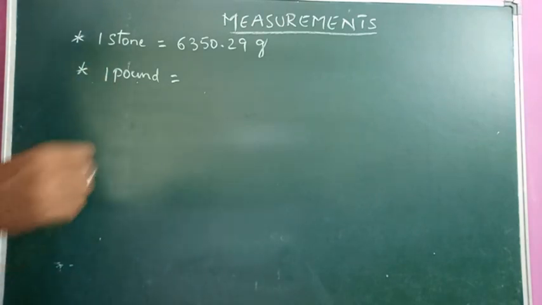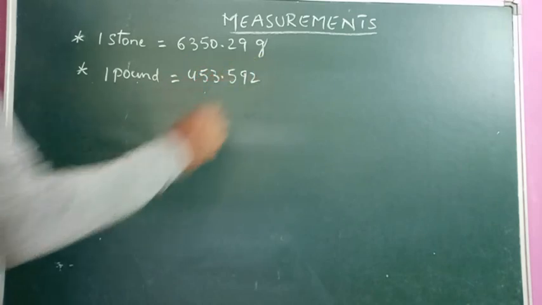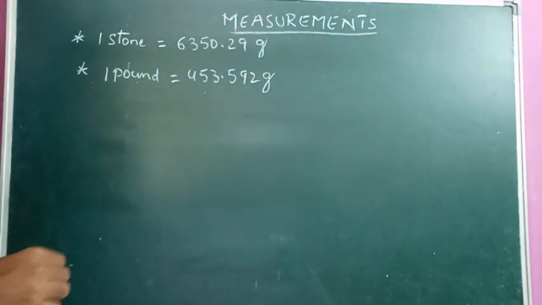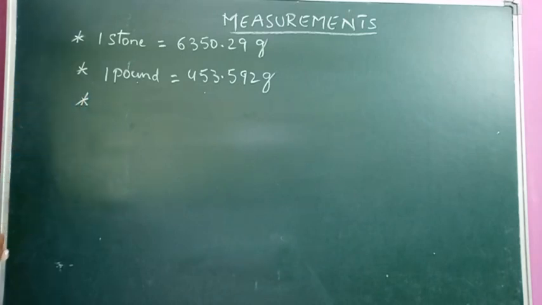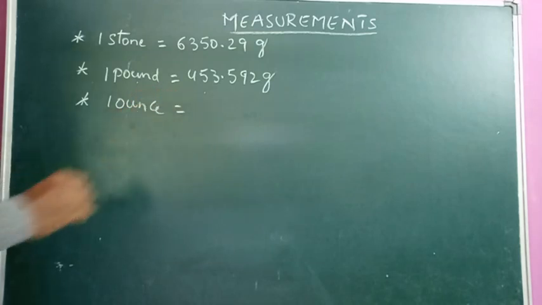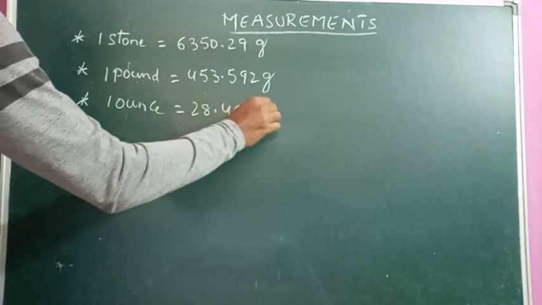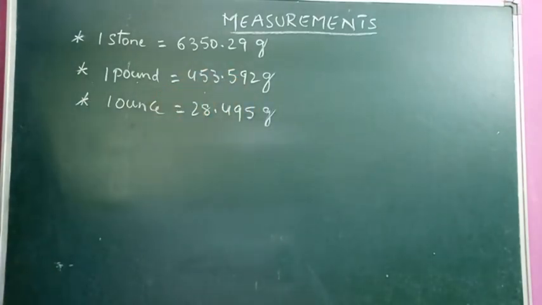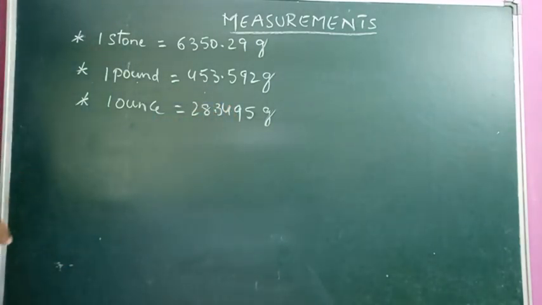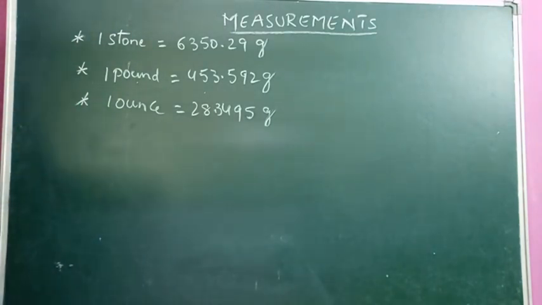so 1 pound is equal to 453.592 grams. And next, 1 ounce is equal to 28.495 grams, 28.43495 grams. So these are the values, along with that multiples and submultiples.